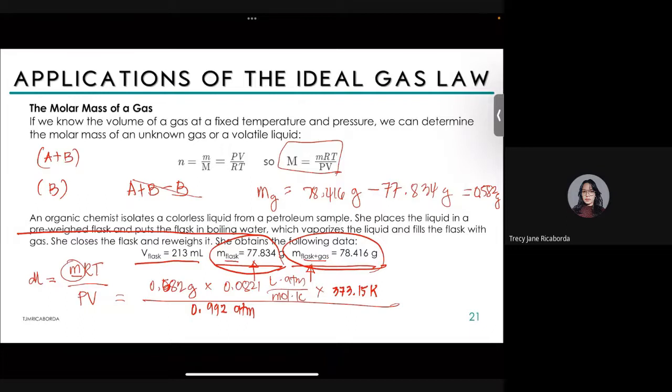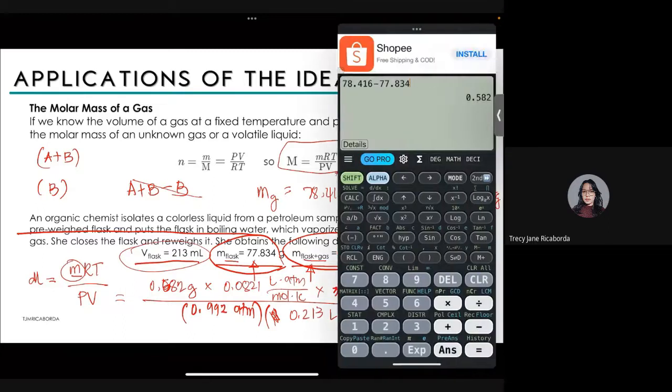Okay? So for the example purposes of this example, let's put in 0.992 atm and times the volume, which is the volume of the flask. Kasi nga, di ba, a gas expands to fill the volume of its container. So that's 213 mL. Convert that into liters, so it's 0.213 liters.